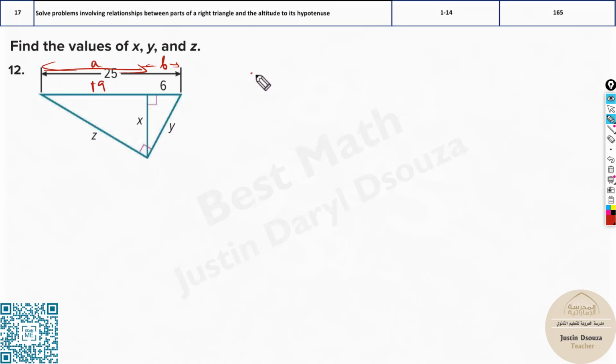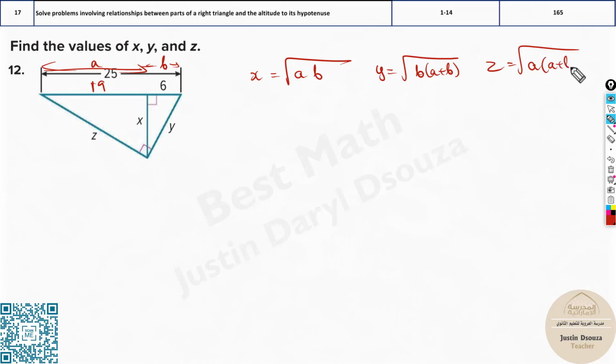So I'll write the formulas. For X, it'll be square root of AB. For Y, it'll be square root of B times A plus B. And lastly, for Z, it'll be square root of A times A plus B, which is the longer one.